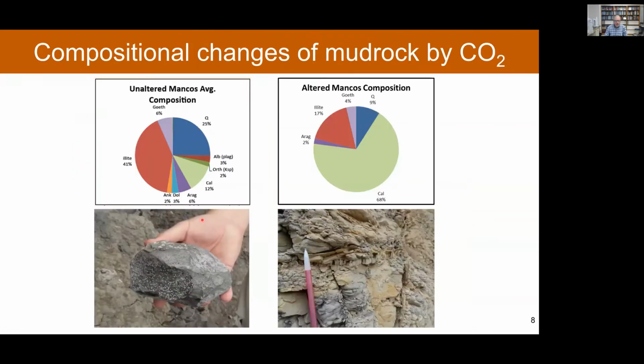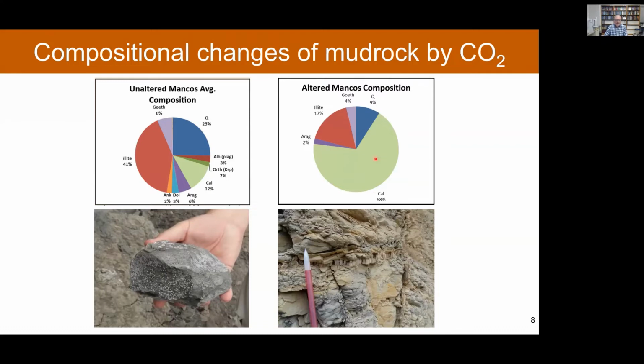Now, in addition to the difference in the fracture style, we see that the shale gets altered in the vicinity of the fault. And those diagrams are the mineral composition of the shales as obtained by X-ray diffraction analysis. And different colors are different mineral components. The quartz is in blue, the illite, which is a clay, is in red, and then the light green is calcite, which is a carbonate, and then some other carbonates. That, to the left, is the unaltered, so to speak, Mancos shale. But in the vicinity of the fault, we see that the composition is quite different. Calcite is the dominant mineral phase.